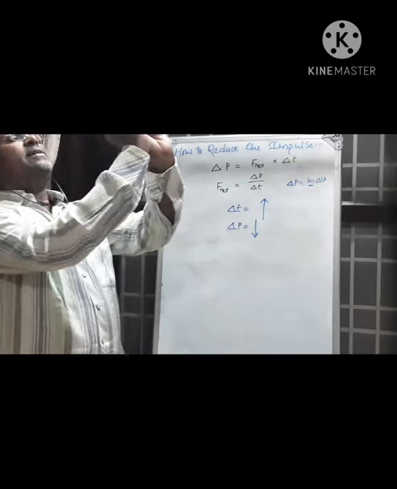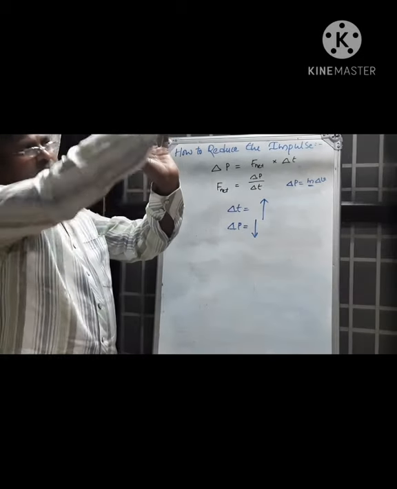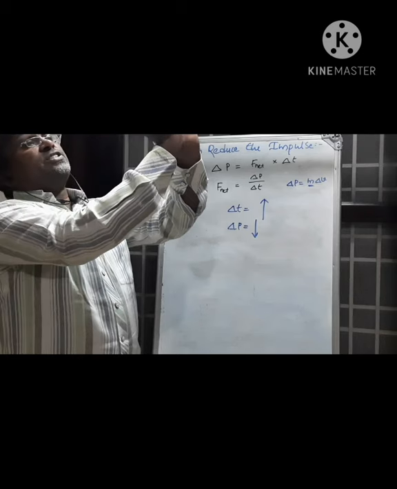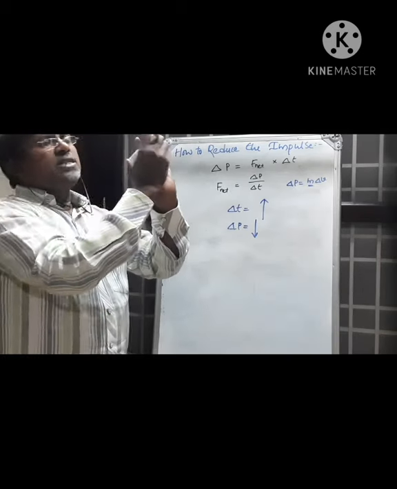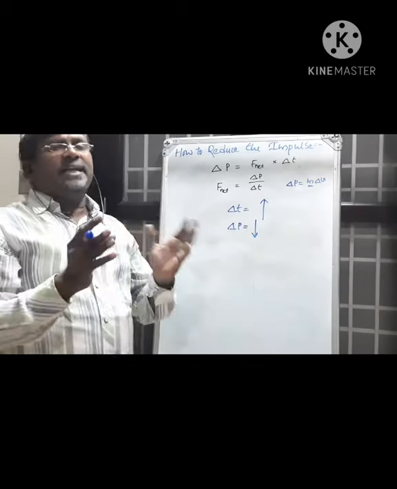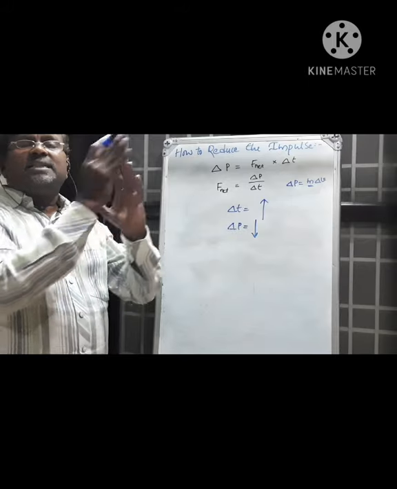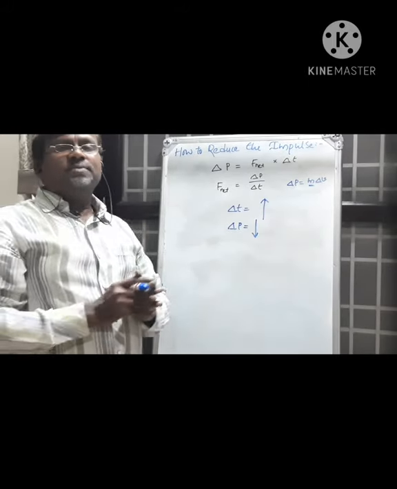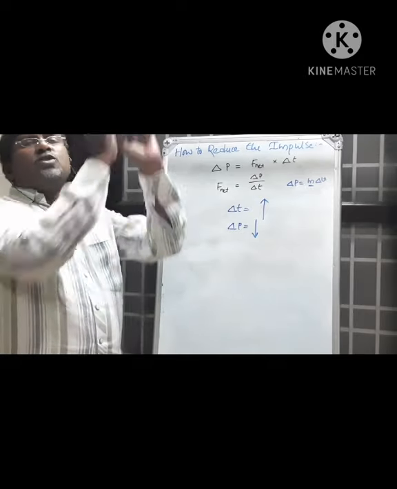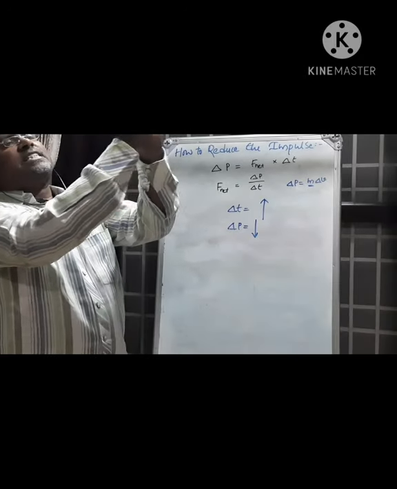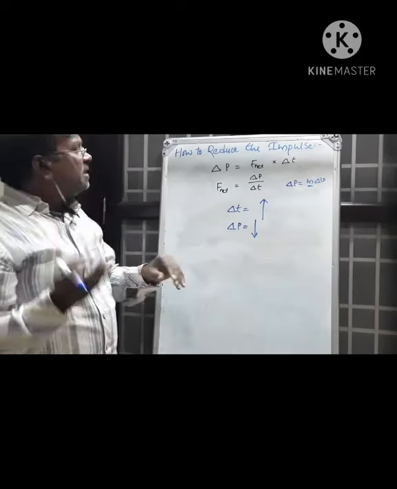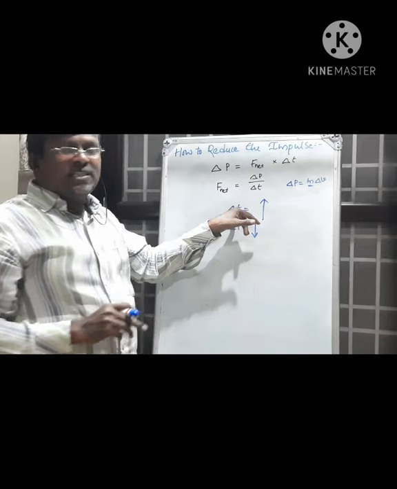Otherwise, what happens? For example, the ball is coming towards me and I try to catch the ball like this. It hits me and the impact will be very high. The impact of the force will be very high, and it will definitely give pain. Then what do I do to avoid that pain? I just take back my hands along with the ball up to some extent, by increasing the travelling time.